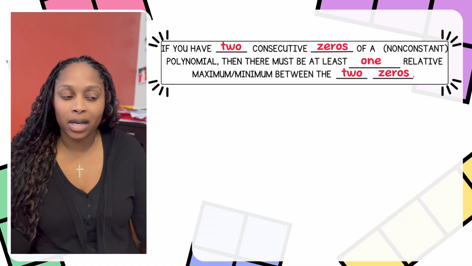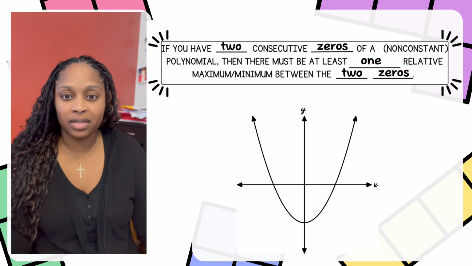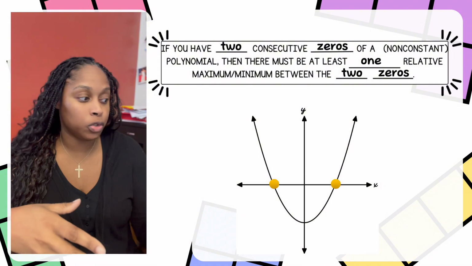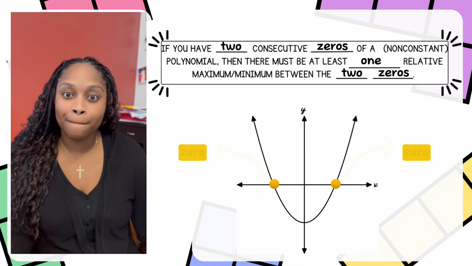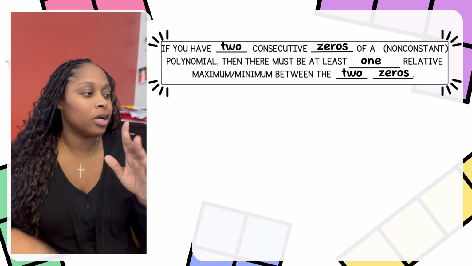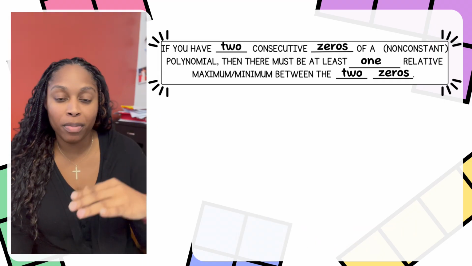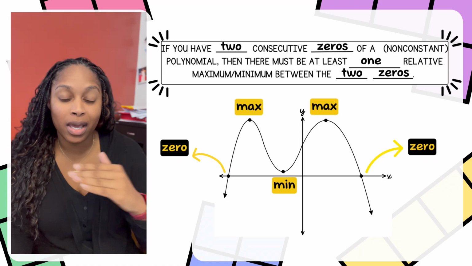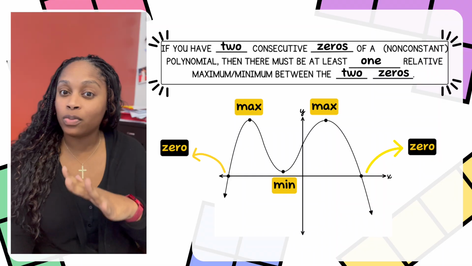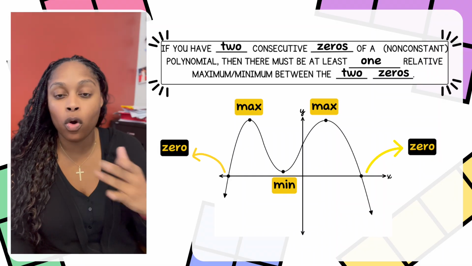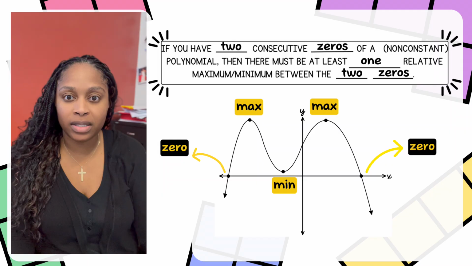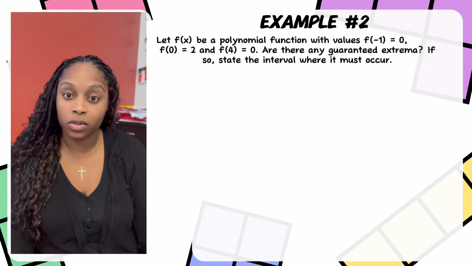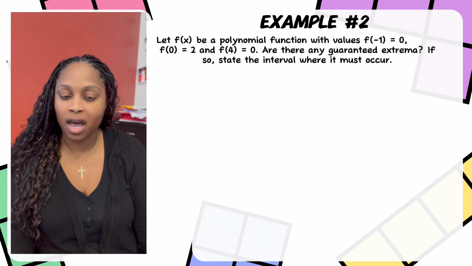Okay, I know this is kind of conceptual, so let's look at an example. In this example, we have a polynomial and we have 2 zeros. Notice that in between the 2 zeros, we have a minimum point. There are times where you can have more than one relative max or min between 2 zeros, like in this example, where we have a max, then a min, and then another max before hitting the other zero. But at the very least, we always know that there's going to be at least one maximum or minimum between the 2 zeros. So let's move on to example number 2. It says, let f of x be a polynomial with values f of -1 equals 0, f of 0 equals 2, and f of 4 equals 0.